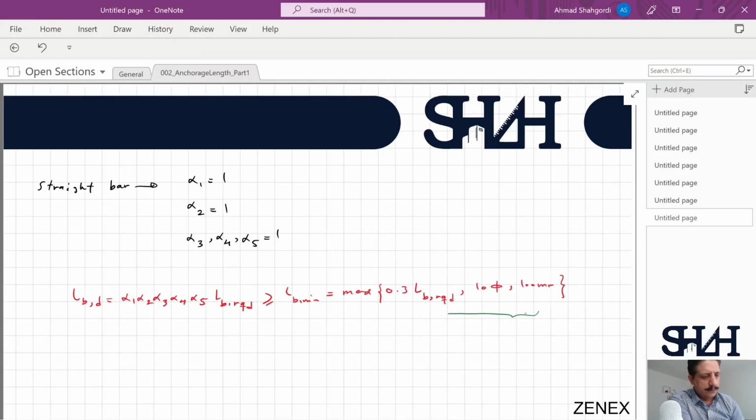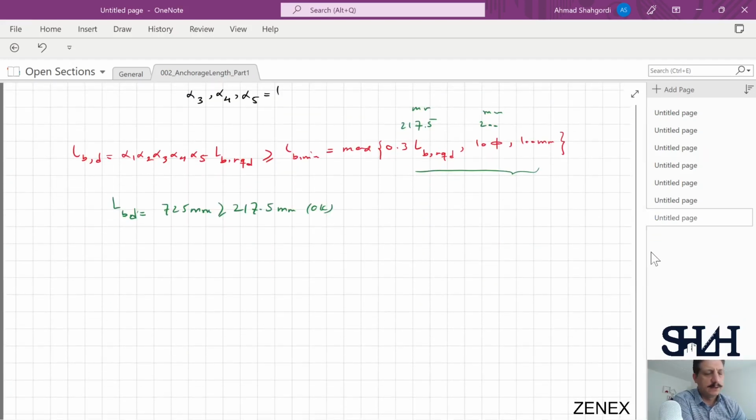So this value will be 30% of 725, which is 217.5 millimeter. 10 times phi is 200 millimeter and 100 millimeters. So this value will be 725 millimeter, and it is greater than 217.5. So LBD is 725. The important point is where we need to consider this length.